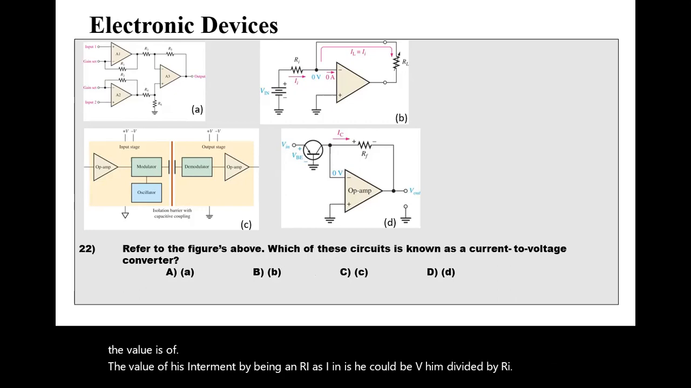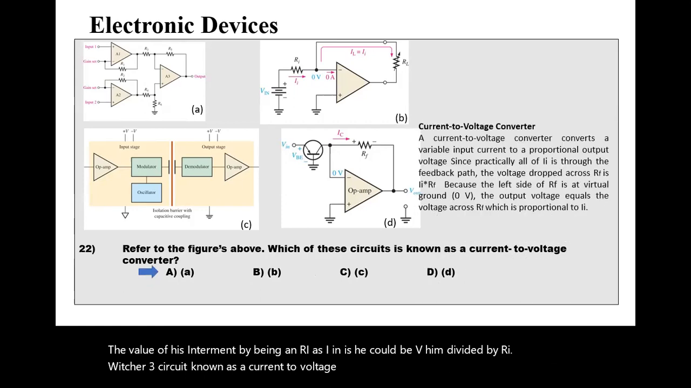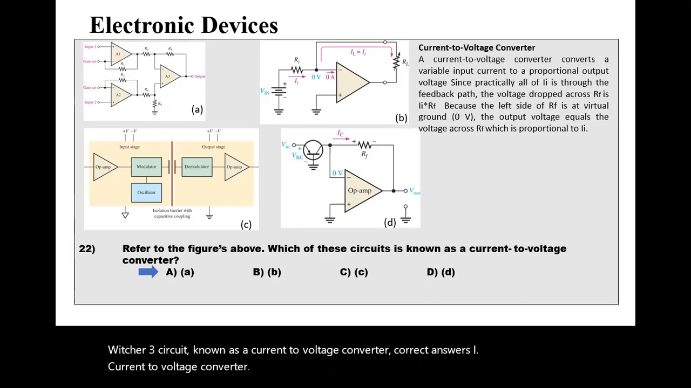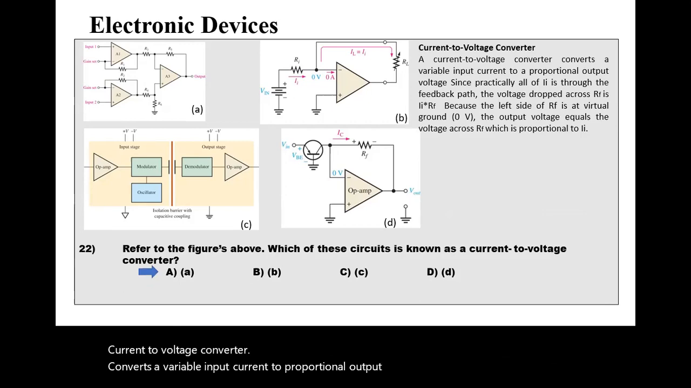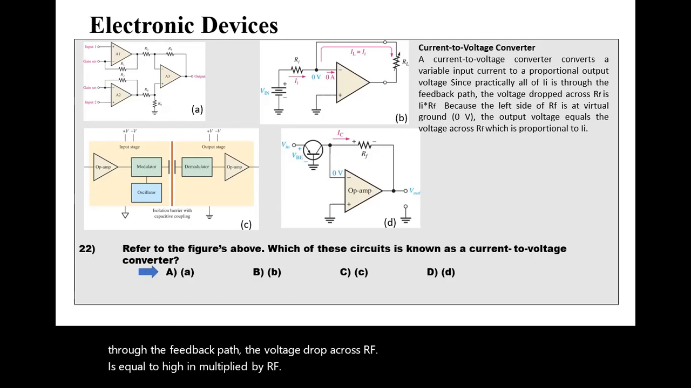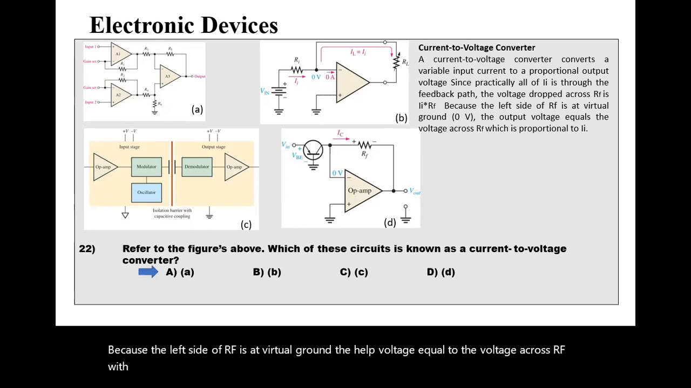Which of these circuits is known as a current to voltage converter? Correct answer is A. A current to voltage converter converts a variable input current to a proportional output voltage. Since practically all of I in is through the feedback path, the voltage drop across RF is equal to I in multiplied by RF. Because the left side of RF is at virtual ground, the output voltage is equal to the voltage across RF, which is proportional to I in.